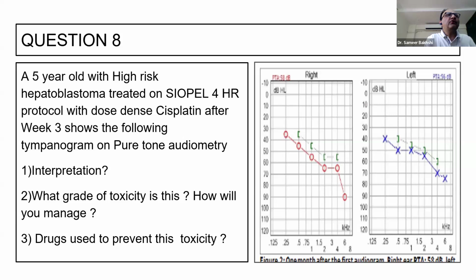Okay. So this is a 5-year-old high-risk hepatoblastoma who was treated on the SIOPEL 4 HR protocol with dose 10 cisplatin. After week 3, his tympanogram and pure tone audiometry shows something which you are seeing on the right side of your screen. What is your interpretation of this?